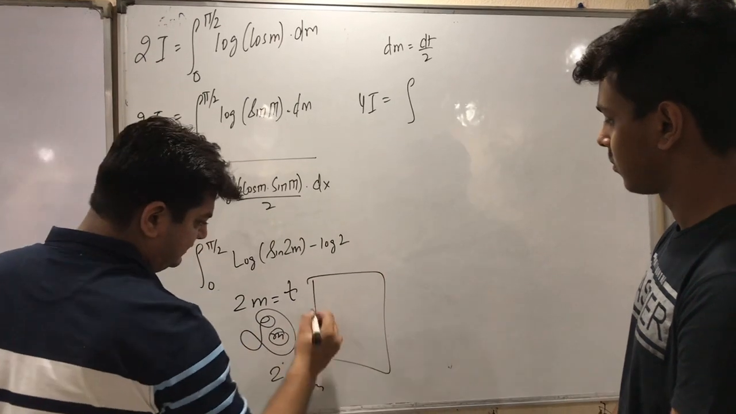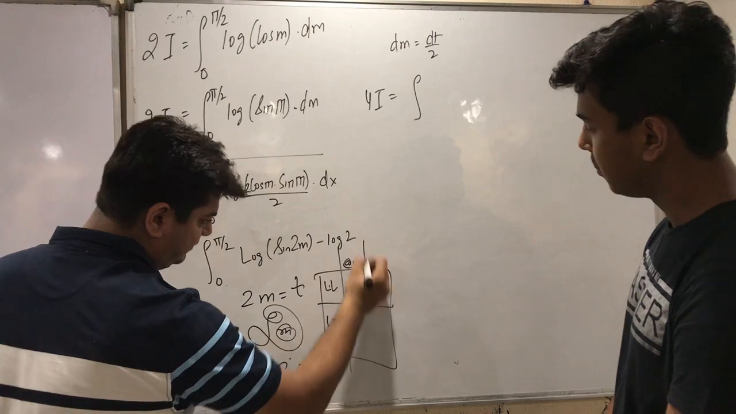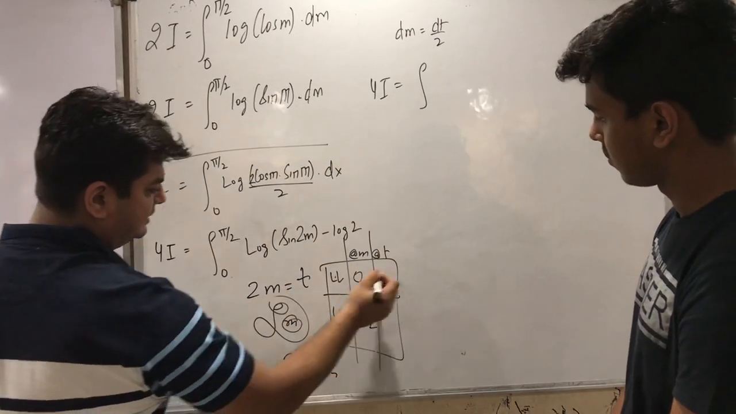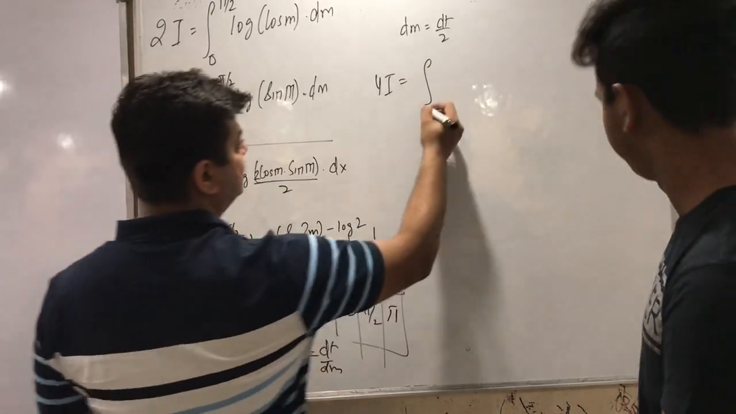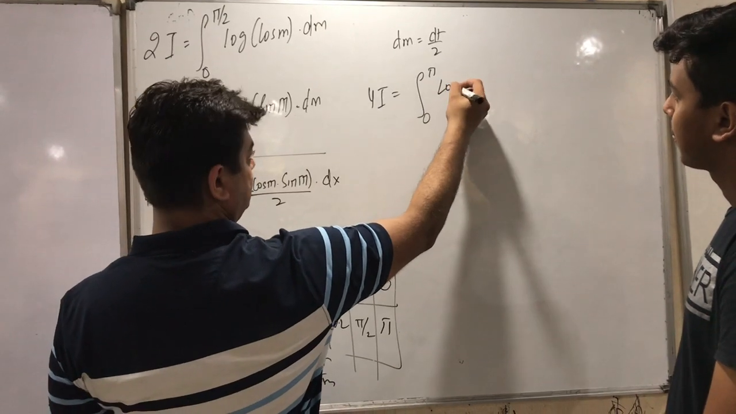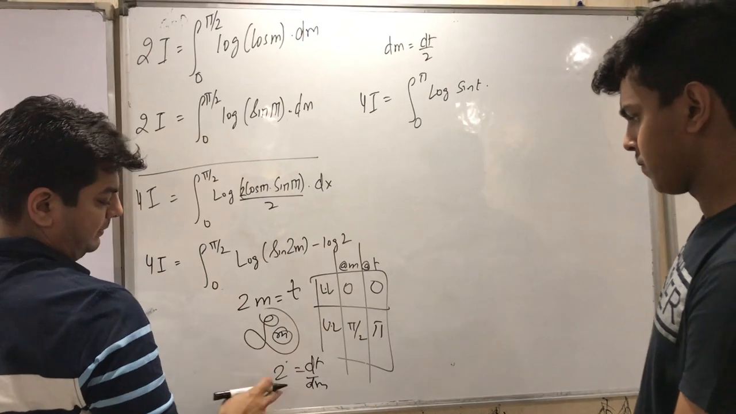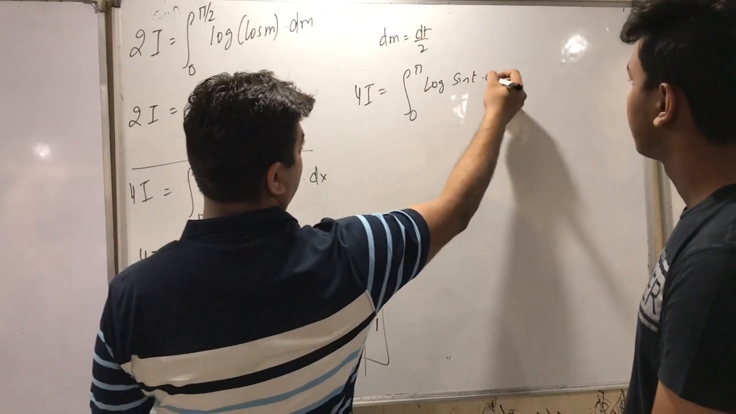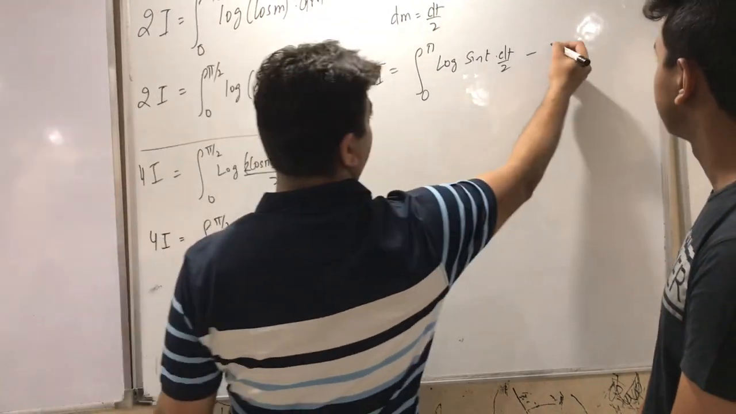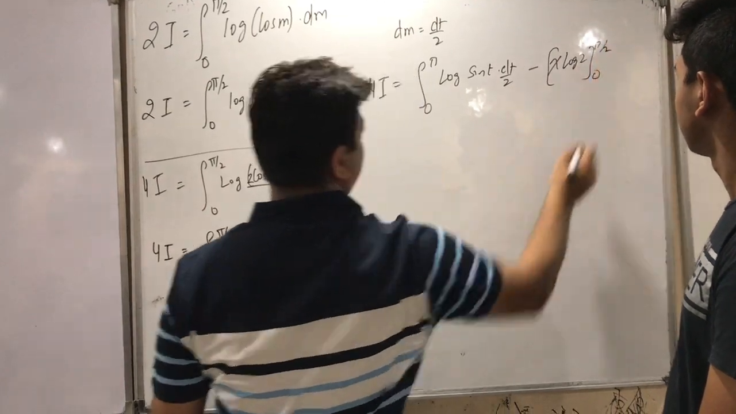I need to handle the limits as well. Lower limit, upper limit at the time of m, at the time of t: 0 to pi by 2, 2 times 0 is 0, 2 times pi by 2 is pi. 0 to pi, then I have log sine t, dm happens to be dt by 2, minus, I can integrate it, times log 2, pi by 2 to 0.